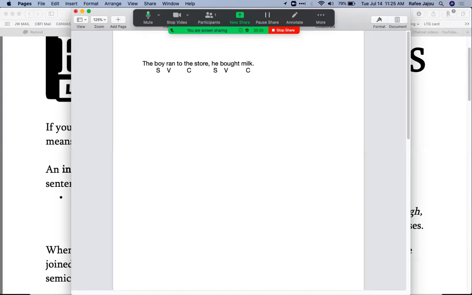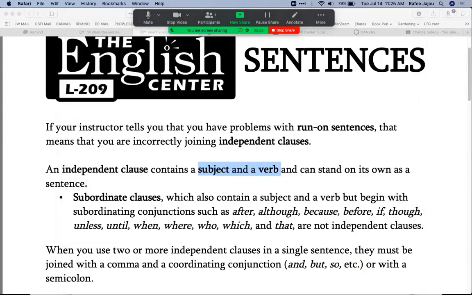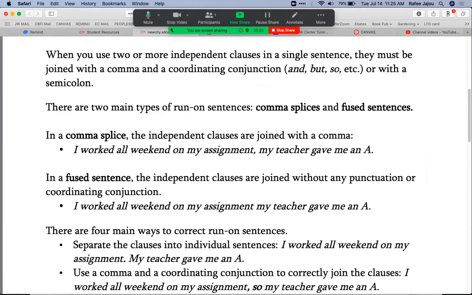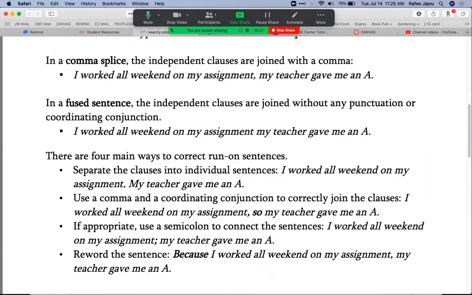Now I would like us to go back here and just review this real quick. Here's another example.